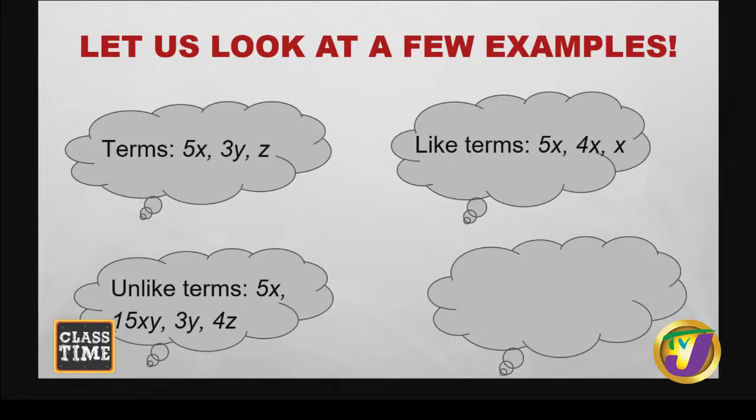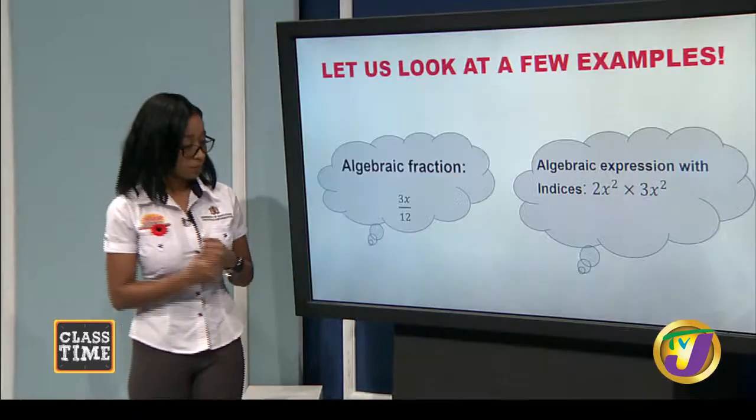Let us look at algebraic fractions. Here's an example. Oh, expressions, we missed expressions. Oh yes, we missed expressions. So we have 5x plus 15xy. That's an expression to itself. We also have 3y minus 4z. That's another expression. If we look carefully at 5x plus 15xy, we will see that 5x is one term, 15xy is another term, and we do have our plus sign there, so it's an expression.